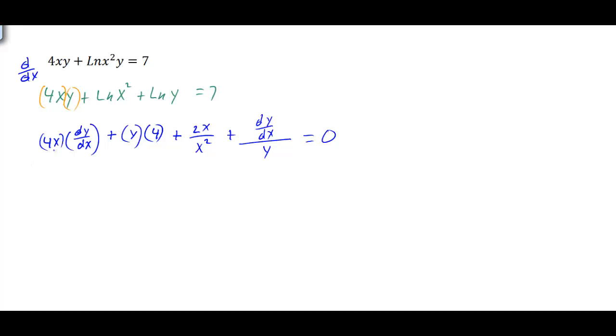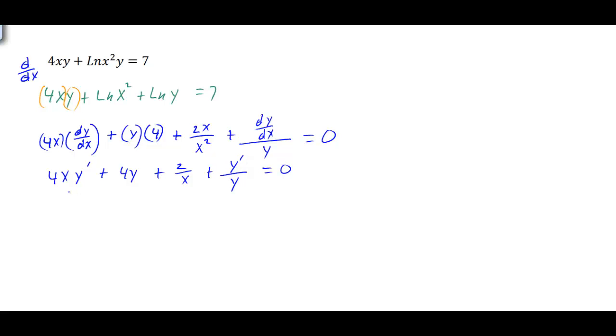So now we can go through and simplify, and it may be easier. I was trying to write this as dy/dx to help you see this, but instead of dy/dx, we could certainly write this as 4x y prime plus 4y plus 2x over x squared. That simplifies to 2 over x. And then we would have y prime, which we could think of as y prime over y, equals 0. So we've already taken the derivative, and at this point we just want to simplify and solve for y prime.